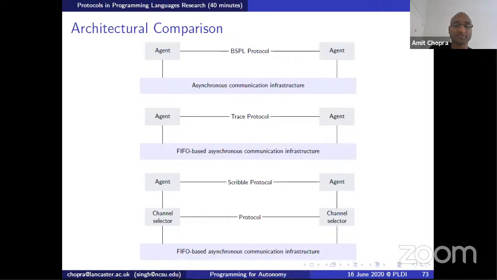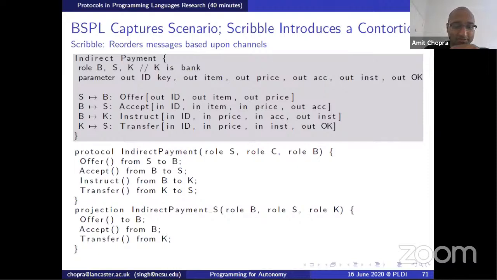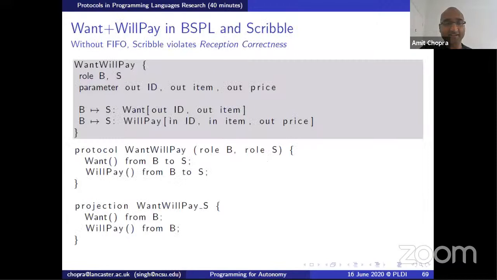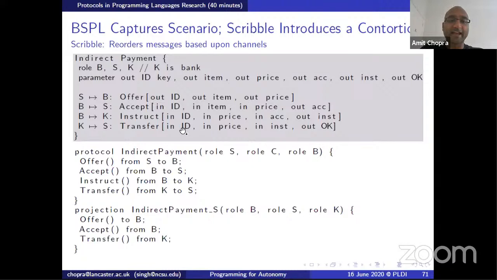Now, I forgot to emphasize actually the most important point, that in fact, the seller might want to see the transfer whenever it arrives, even if accept has not arrived, because maybe transfer carries all the information that an accept would have brought. Maybe because transfer, like in the BSPL protocol, has the transaction ID, it has the price.